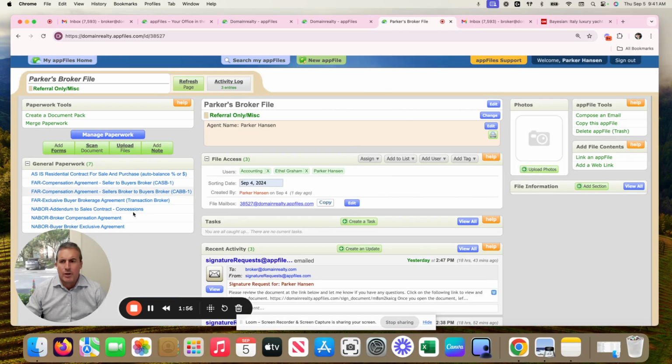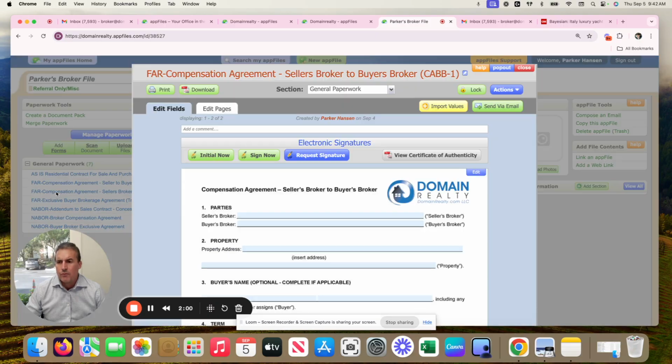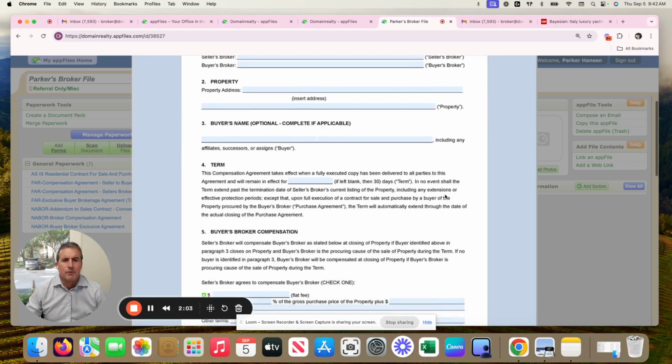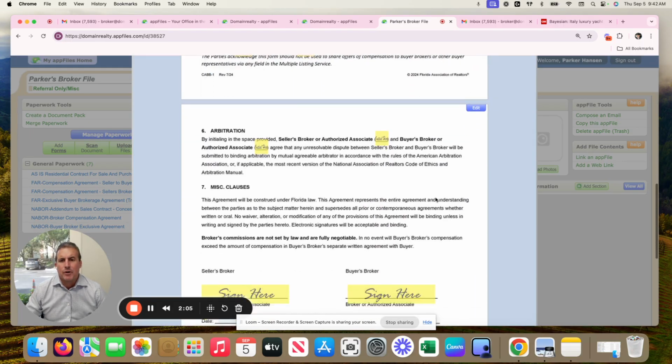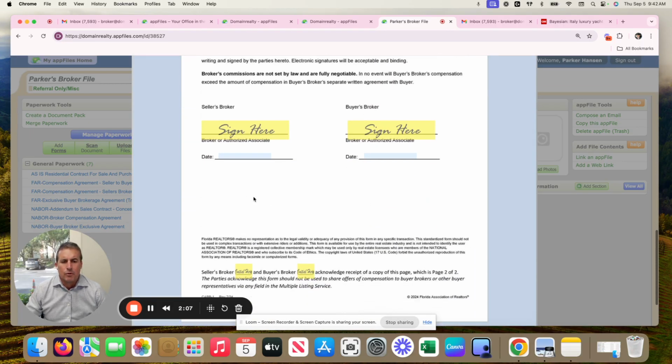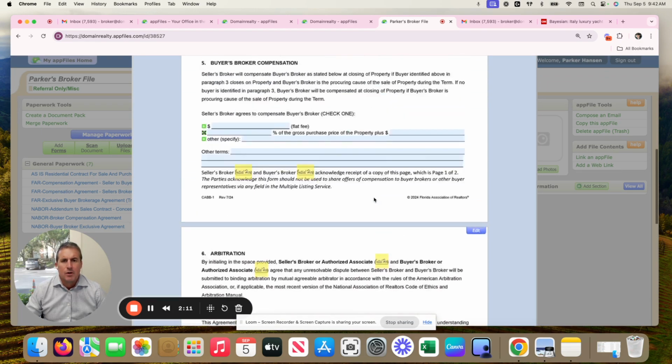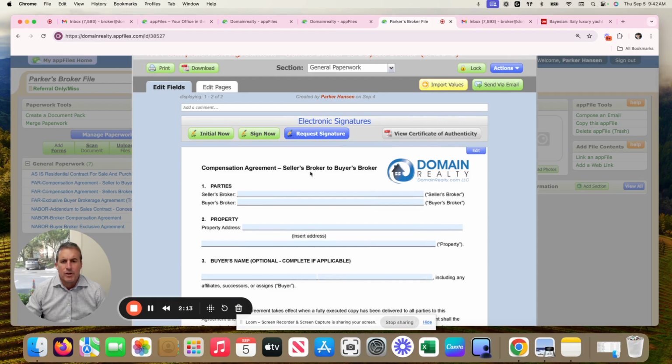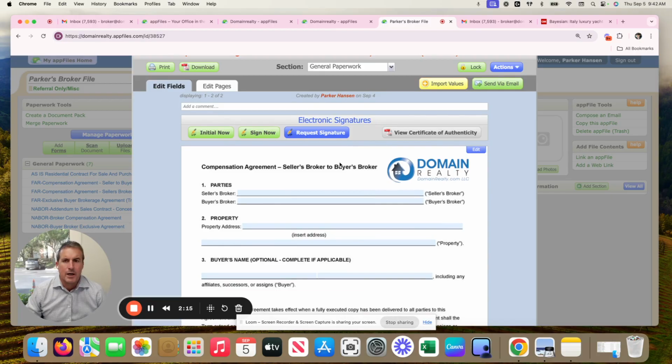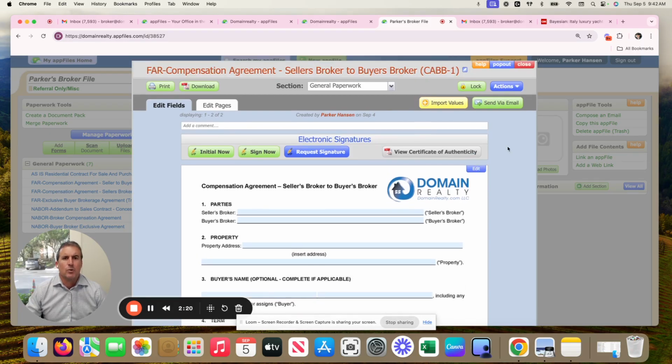So on the NABOR agreement, again, it calls for the document to be seen by both sides. I'm starting to see other brokerages requesting both the buyer and the seller to initial off on these particular compensation agreements. And you know what? Why not? Go for it. There's nothing wrong with that. Nothing wrong with over-disclosing.